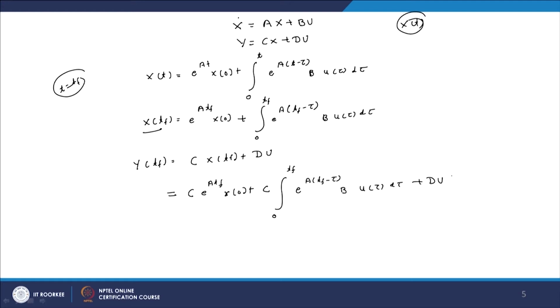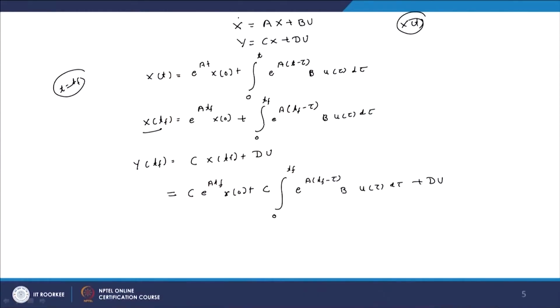Now, in this particular equation we will find that all these parameters c, b, d, u are known, and here also the same thing. Now, this complete equation we can write down, because these are known, directly as x dot equals ax and y equals cx.